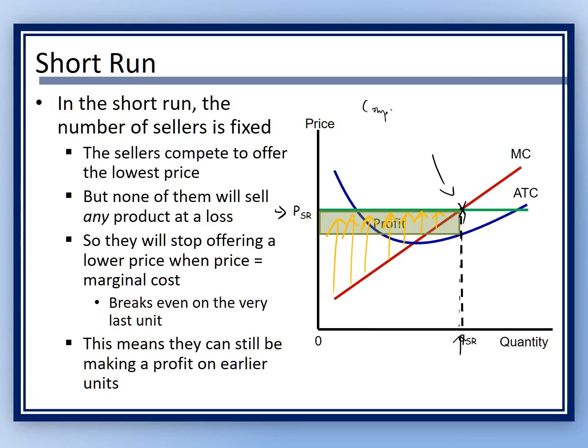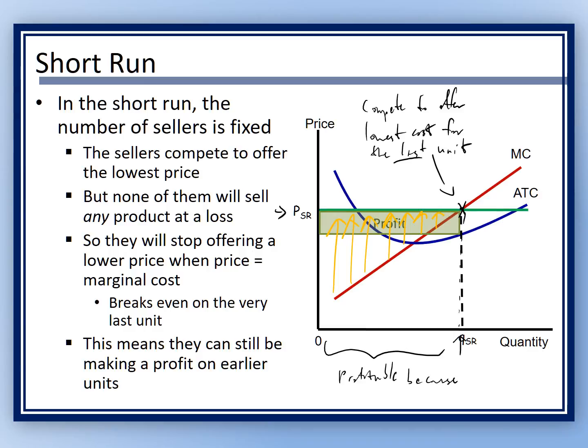So they compete to offer the lowest cost for the last unit. They're only competing to offer the lowest cost for the last unit, and the previous units are profitable. Oh, maybe I should highlight this range. The previous units are actually profitable because the cost is lower. The very last unit is not profitable. The very last unit is only break even.